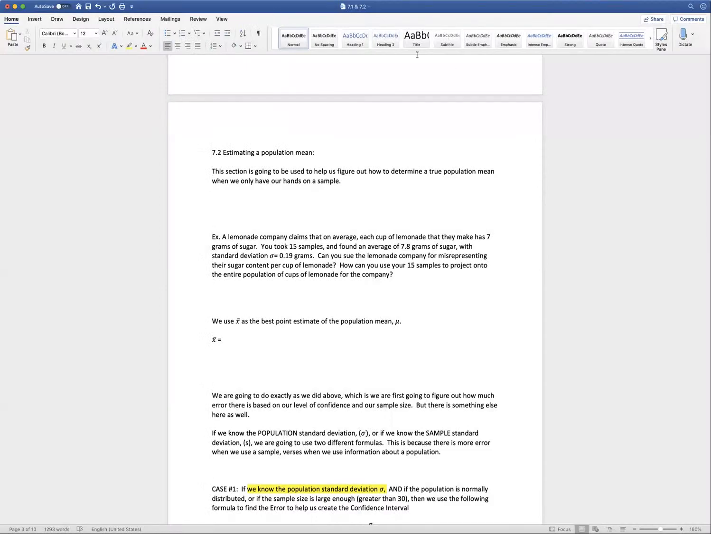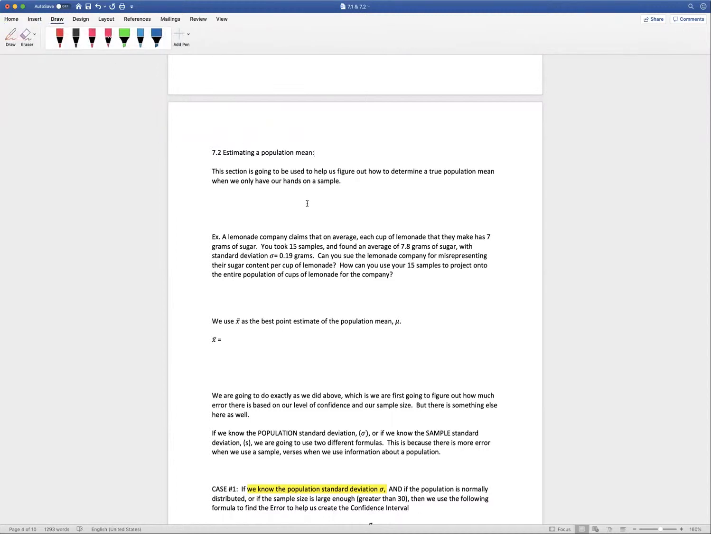Okay, and welcome back. We are going to talk today about chapter 7.2, which deals with how to estimate a population mean. And as you saw before in the section dealing with chapter 7.1, there we discussed how we estimate a population proportion. And you're going to see that the process is almost exactly the same.